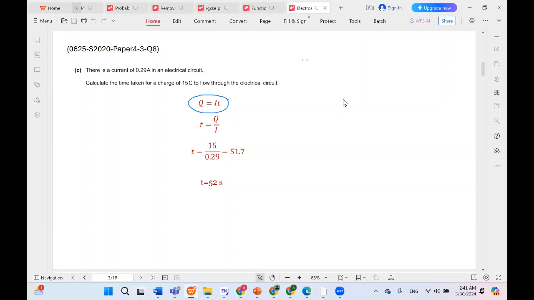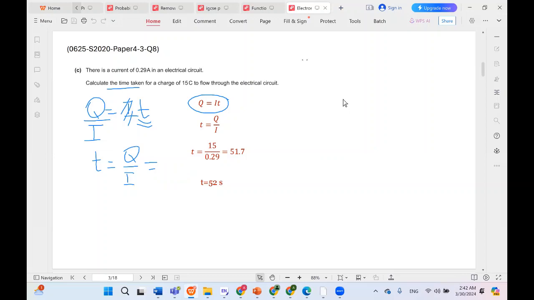So in this case, we are required to find the time. We have the equation Q equals IT. We want time to be alone so that we calculate it. So we can divide by I, we can take the I to the other side in the denominator, and we get the equation T equals Q divided by I. And then we simply substitute the given values in order to find the time.